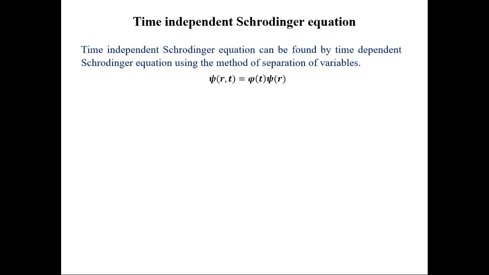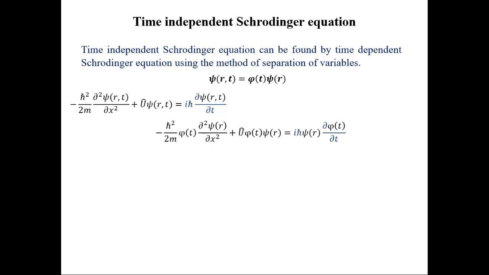But the question arises: is it always possible to separate the variables? The answer to this question is not universal, but for most of the systems it is possible. It is so because most of the forces are either not changing with time, or we are interested in events so rapid that the time involvement can be avoided. So if you put this wave function in time-dependent Schrödinger equation here, then it will be like this. Now we can simplify this equation and it becomes like this.